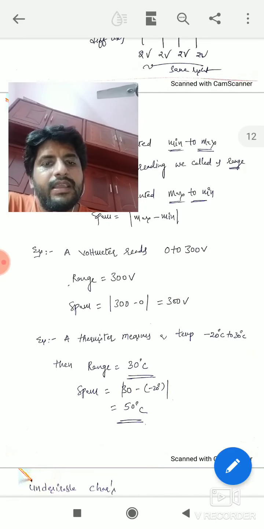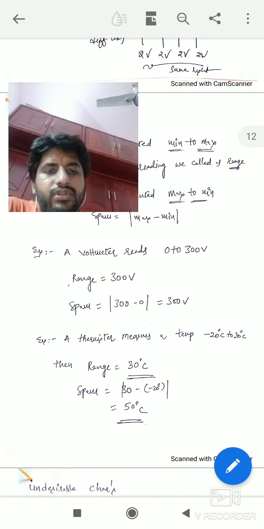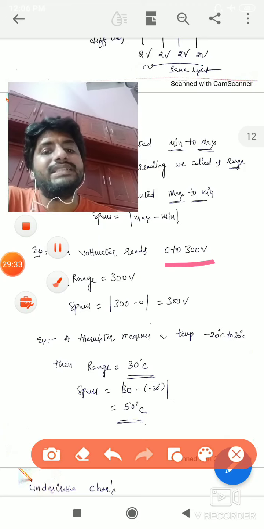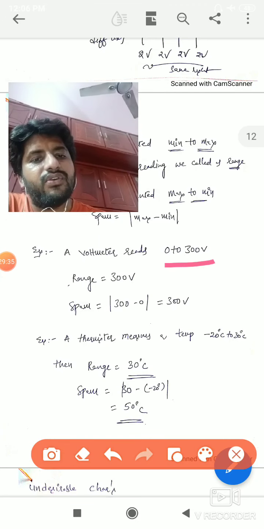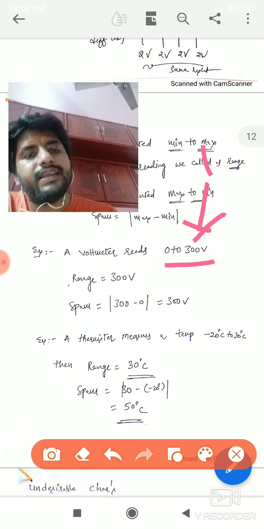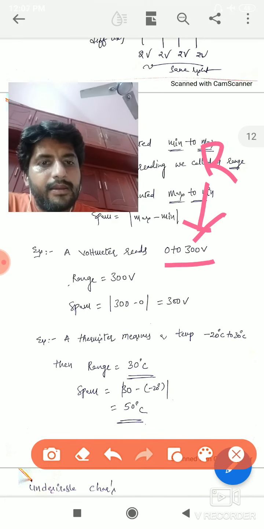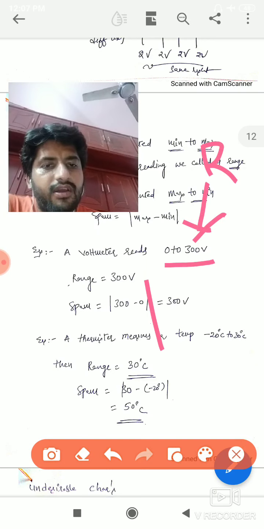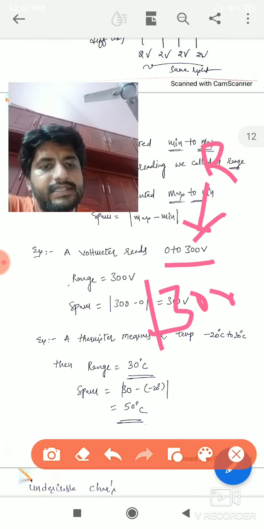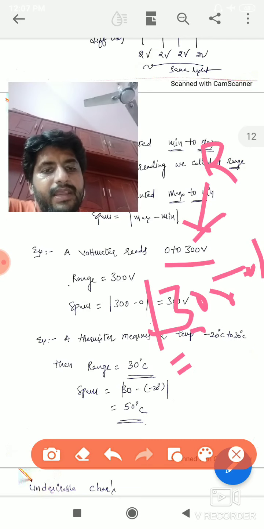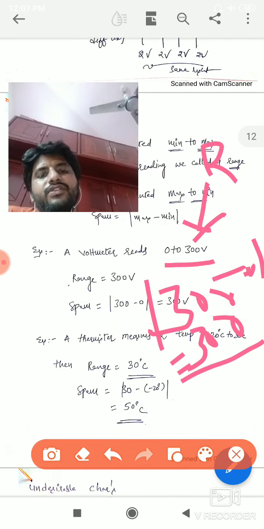Here you will see my voltmeter reads 0 to 300 volts, right? My voltmeter reads 0 to 300 volts. What is the range? You will tell. The full scale we can call it as a range. So what this is called a range of that instrument. What is a span? Span means maximum to minimum. So mod of 300 minus 0, we can call it as a span. So what is a span? Span also 300.